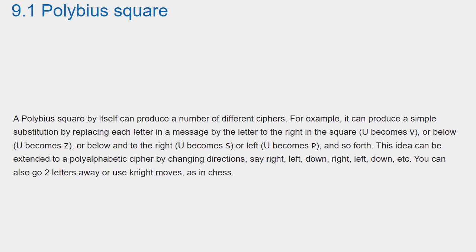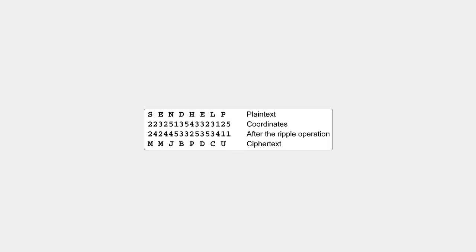This idea can be extended to a polyalphabetic cipher by changing directions, say right, left, down, right, left, down, etc. You can also go 2 letters away or use knight moves as in chess. A Polybius square can also be used to produce a Polybius ripple cipher.